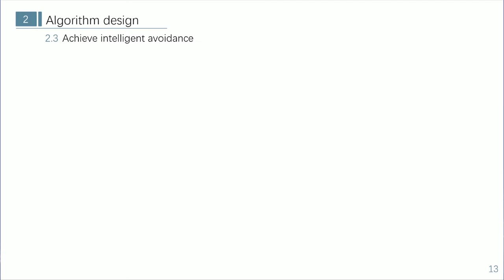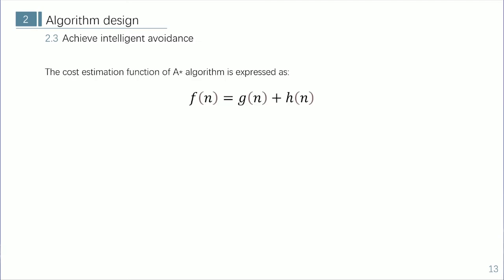The cost estimation function of A-star algorithm is expressed as follows. In its formula, Gn represents the actual cost from the starting point to the current node n, which is generally expressed by distance or time. In this paper, time is used as a unified scalar to compare the cost function fn. Variable d is the actual moving distance of the robot from the starting point to current node n, and v is the speed at which the robot travels at constant speed.